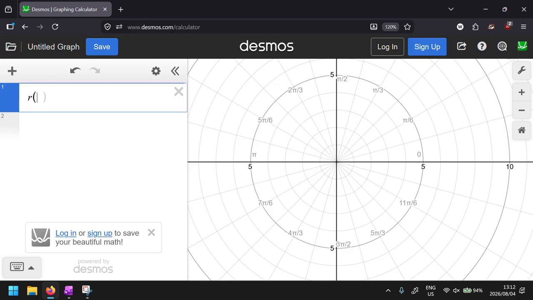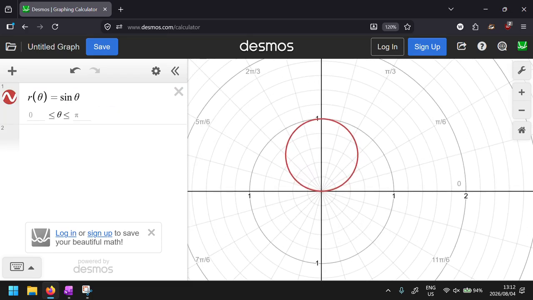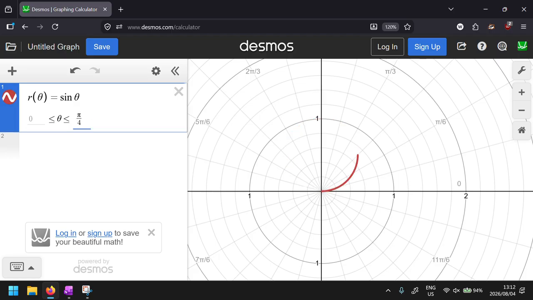And then over here, you can put r of theta equals sine of theta, and it will draw in exactly what we had. Okay. And then over here, you can change the angle. So there's pi over 4, there's pi over 2, and all the way to pi. Here we go all the way around.